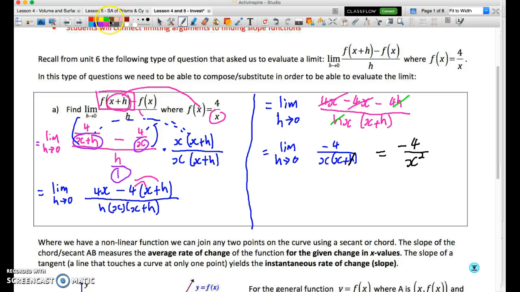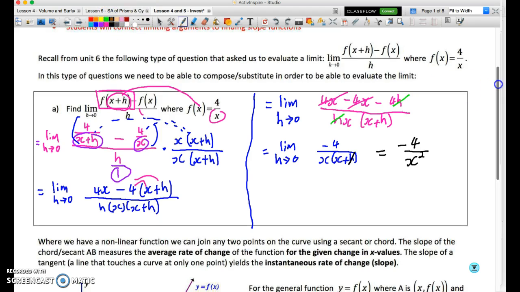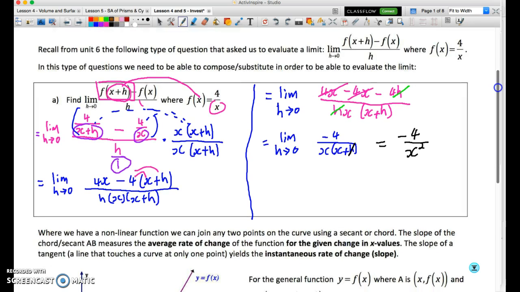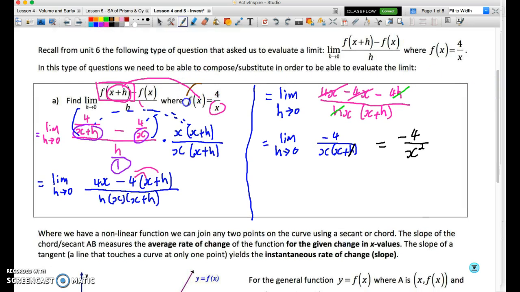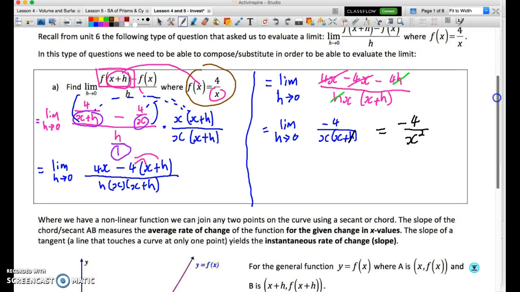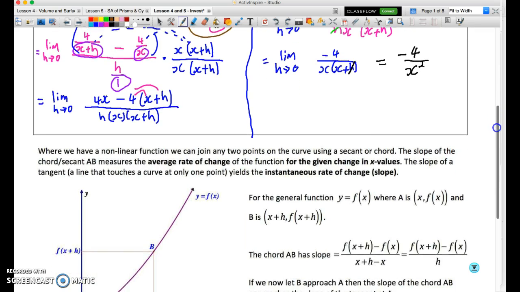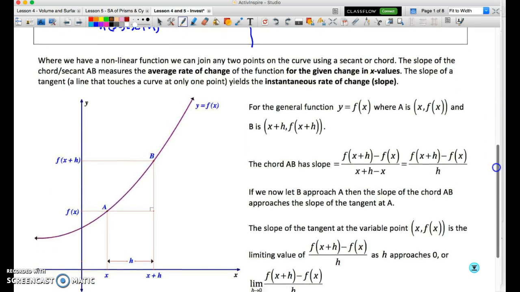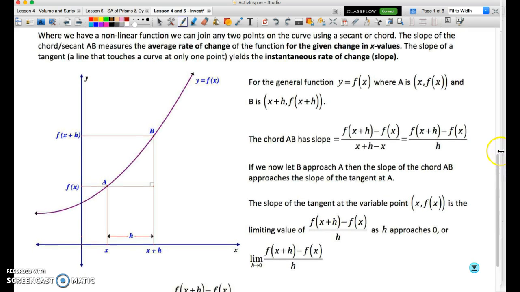Okay, and this is going to be important because we're now going to connect this to what we've actually found. What you've actually found in this case is the first derivative of the function f of x equals 4 over x, also known as the slope function. Okay, so keep that in mind. Let's go to the graph over here. We are going to try to explain why it is that you've just found that.